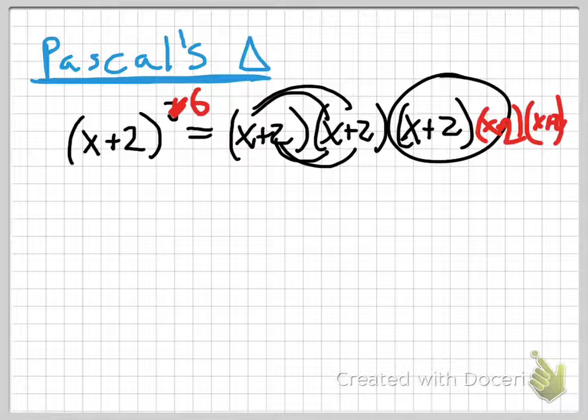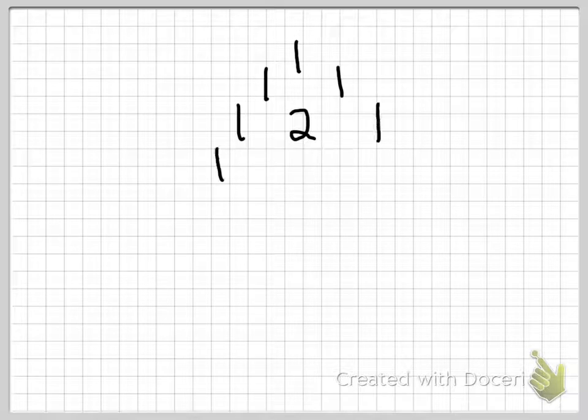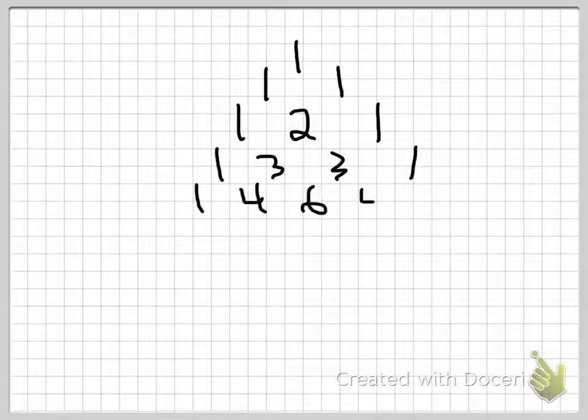We have something called Pascal's Triangle, and this is kind of a cool thing. This guy, Pascal, found a pattern that turns out can help us with these large distributive problems. His triangle looks like this. It starts with the number 1 and goes 1, 1. After that, it goes 1, 2, 1. Then 1, 3, 3, 1. And then 1, 4, 6, 4, 1. And it keeps going from here.